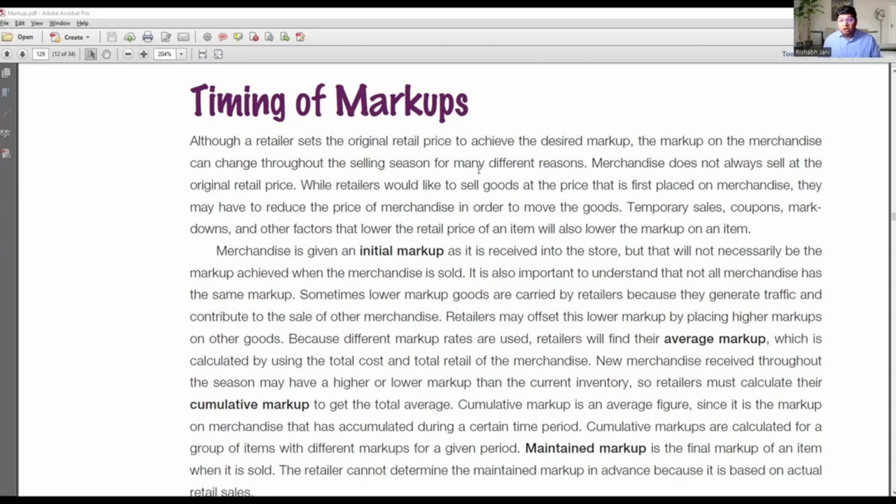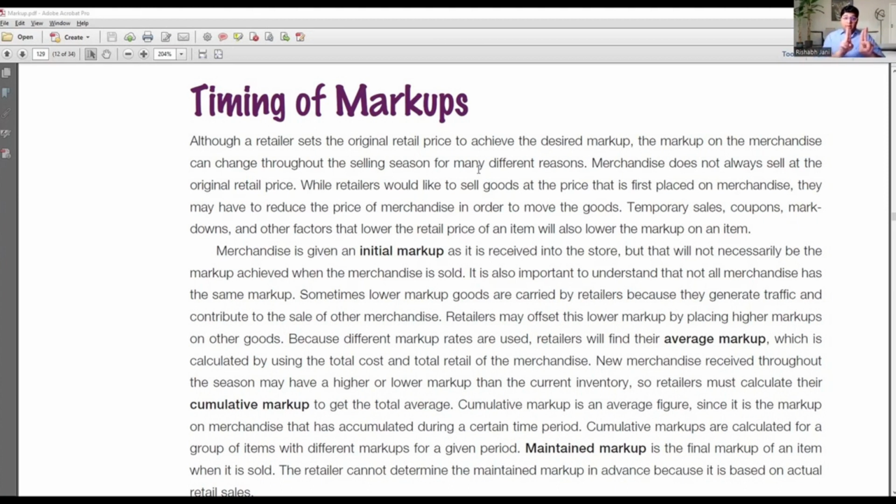The third one is cumulative markup, similar to how it's viewed. You take the markup over a certain period of time, and maybe you make some new purchases during the middle of the season. Well, now you have two different markups, right?